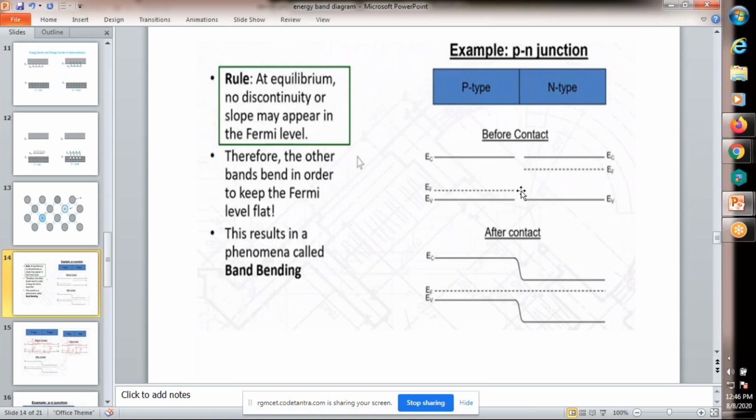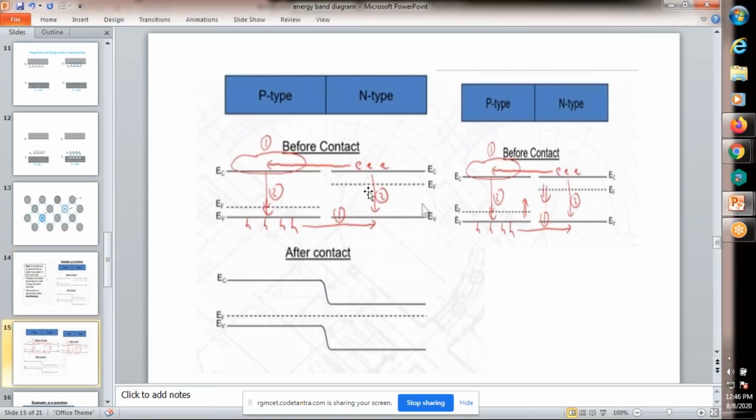Right, so this is the situation before contact, before contacting the p-type material and the n-type material. Observe that on one side the Fermi level is high, and on the other side the Fermi level is low. Now what happens? Before contact, there is a chance. This one is the p-type, this one is the n-type.